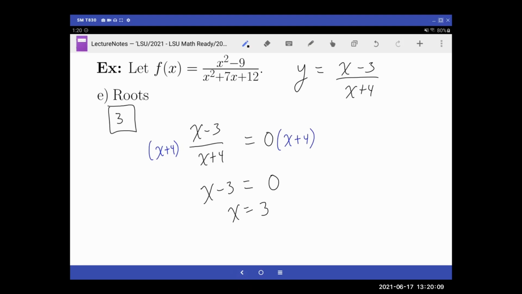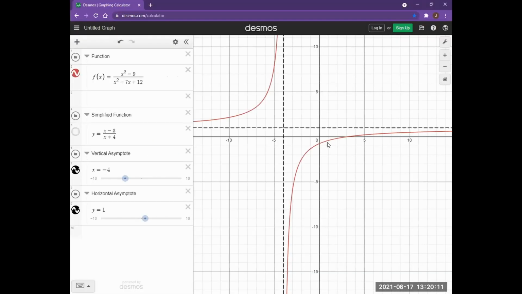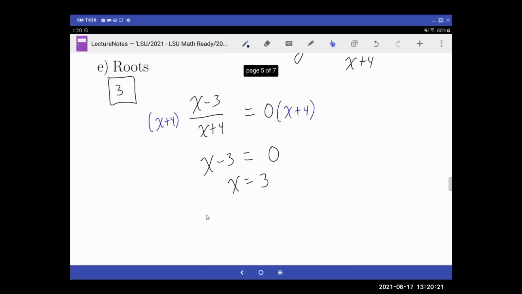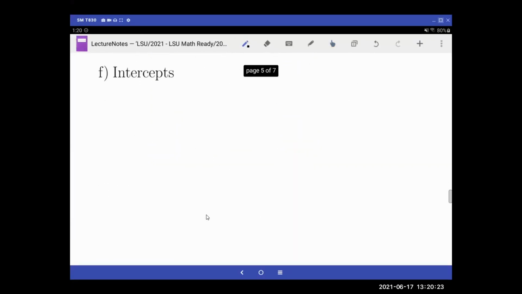And we can see that on the graph. Whenever x is 3, y is 0. That also makes this an x-intercept. I'm not even going to have to work that out. We already know it's (3, 0). If you find the root, you found an x value that gives you a y value of 0, which is an x-intercept.